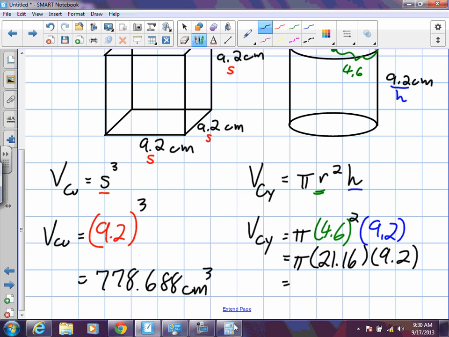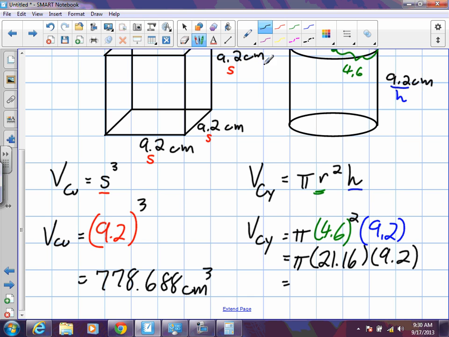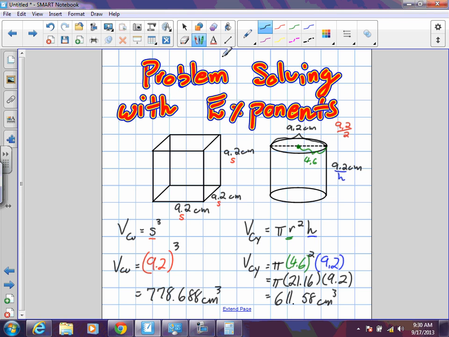I'll go a little faster this time. Pi times 21.16 times 9.2. A little bigger. 611.58. So 611.58 centimeters cubed. Which one has a larger volume? The cube does. And let's make sense of this.